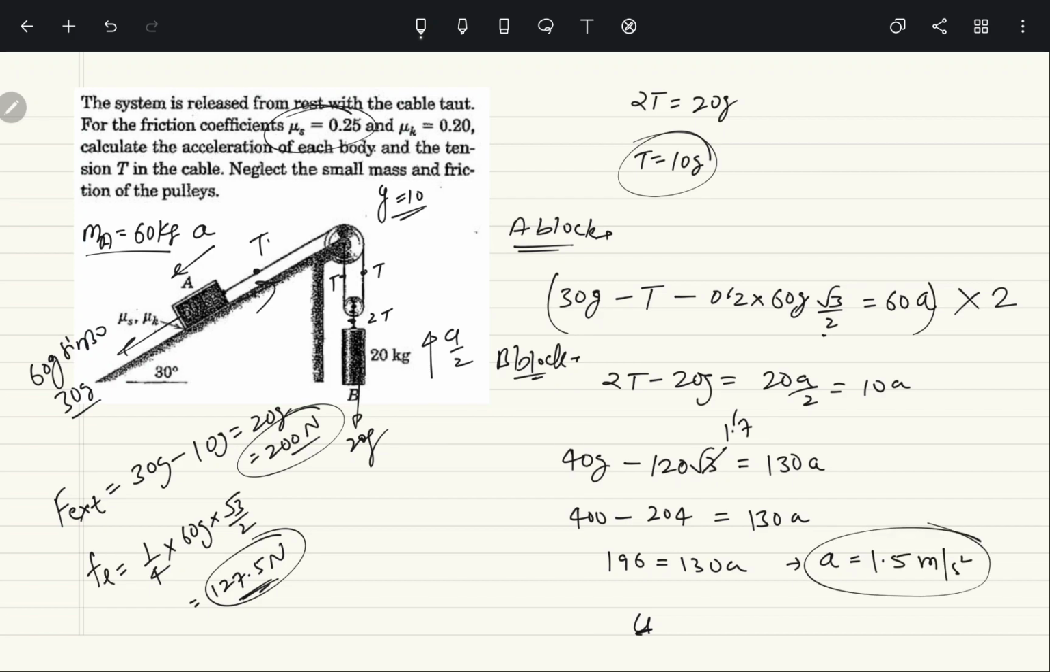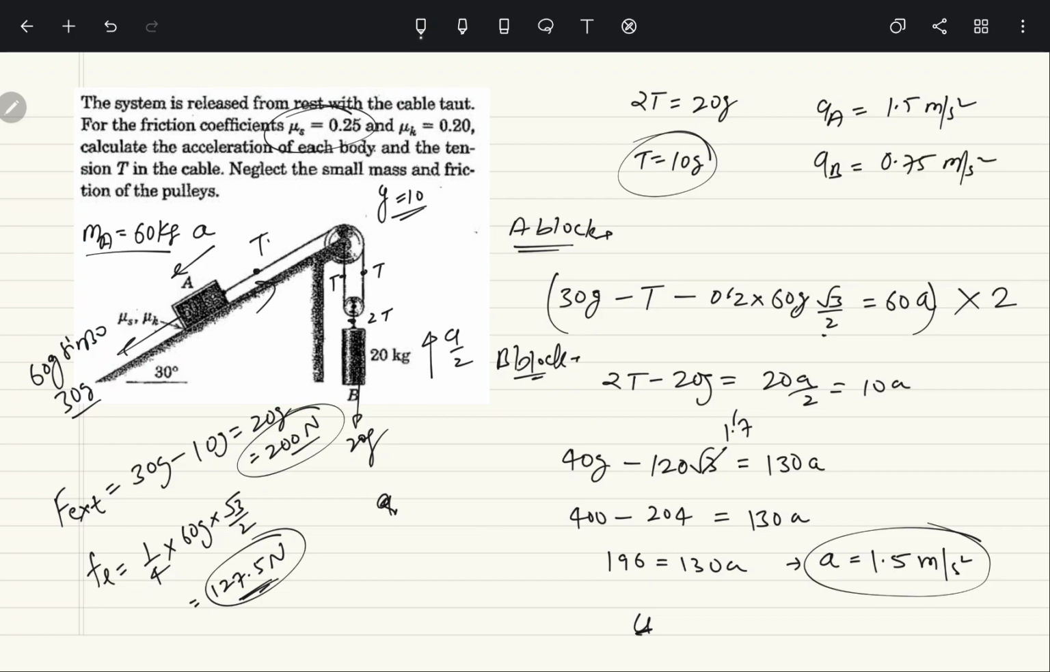So this is the acceleration of block A, and if you write the acceleration of block B, it will be a by 2. So 1.5 divided by 2. So I'll write here, acceleration of A is 1.5 meters per second squared. Acceleration of B is a by 2, which is 0.75 meters per second squared.